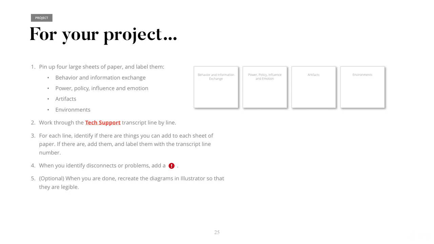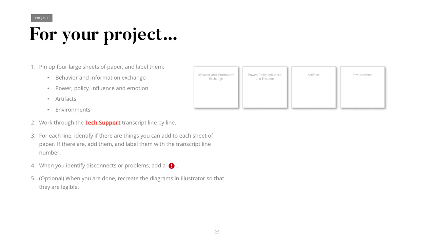After you have those papers up on the wall, work through the tech support transcript that's included in the zip file of artifacts for the class. Read through the transcript, and we're going to work line by line in order to identify what happens and then to work across models. Read line 1 and work your way across. Say to yourself, does line 1 have anything to do with behavior and information exchange? If it does, add it to the diagram. If it doesn't, skip it.